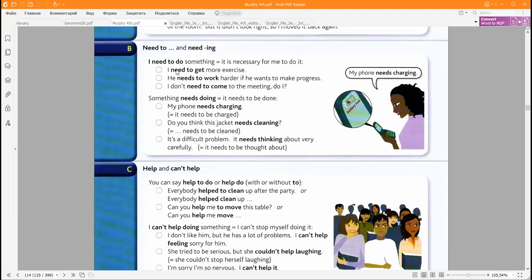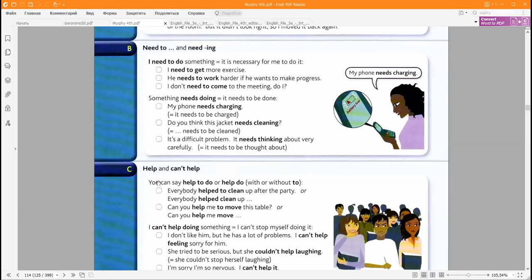See, I need to get more exercise. She needs to work harder. Active. She needs to work harder, she will work harder. I need to get more exercise, I will get. I don't need to come, I will not come. So the same doer. But my phone needs charging. The phone needs, but you will charge it. Do you think the jacket needs cleaning? The jacket needs, but somebody will clean it. The problem needs thinking about. The problem needs, but you will think about it. So it's a different doer.